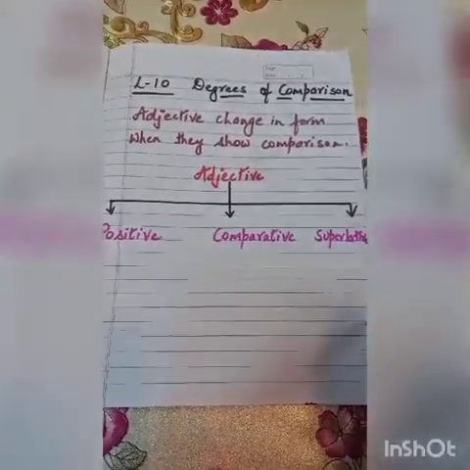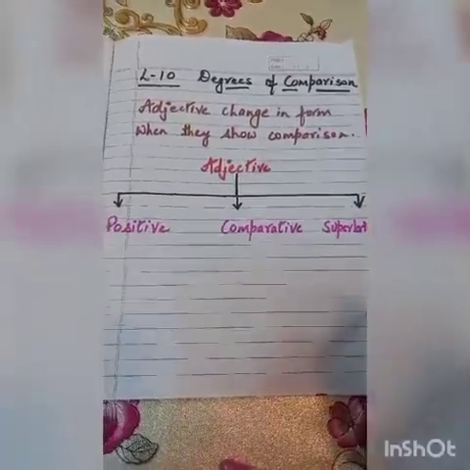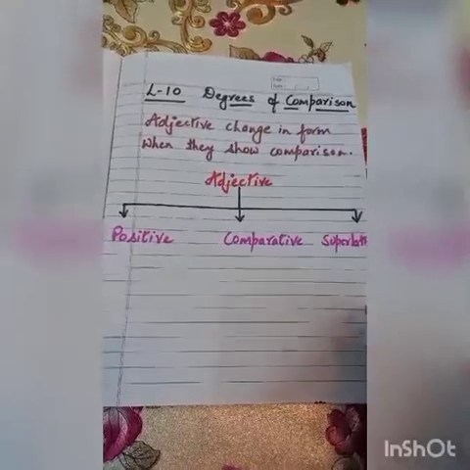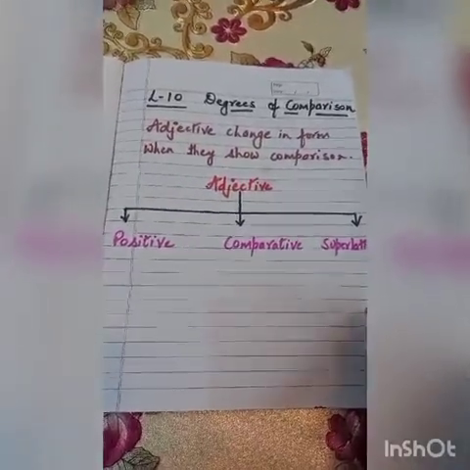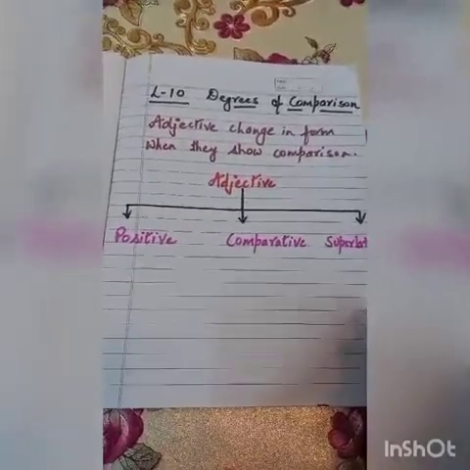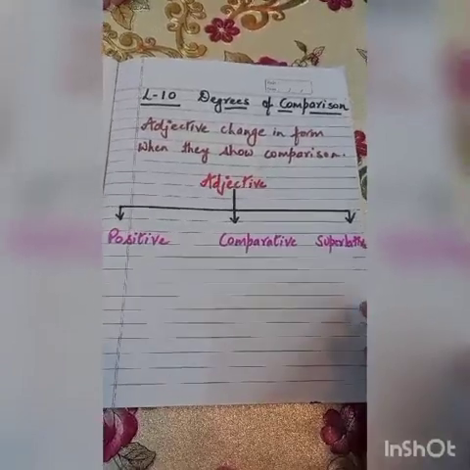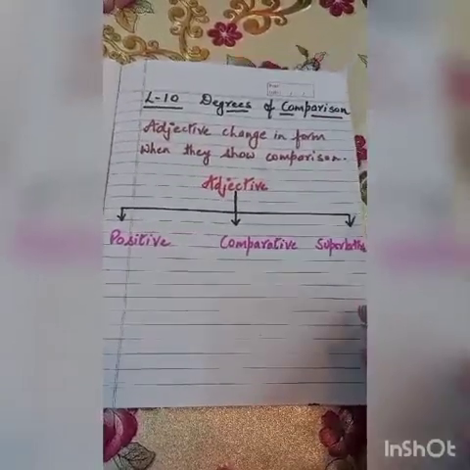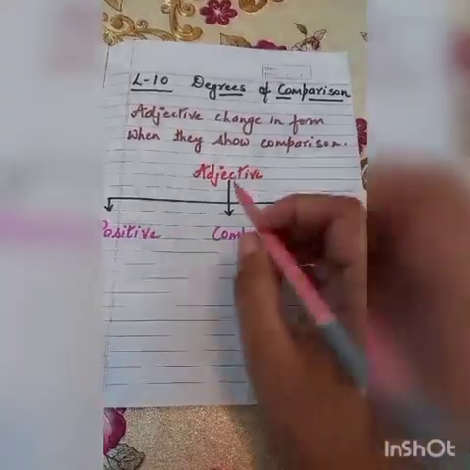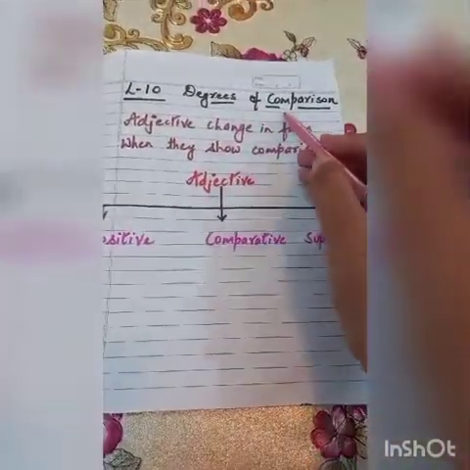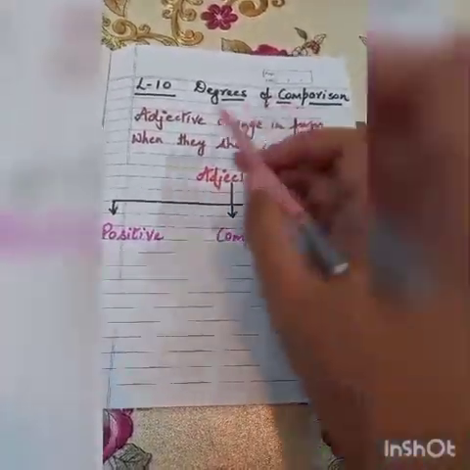First of all, tell me what are adjectives. Words that describe the quality of a person, animal, place, or thing are called adjectives. So, adjectives are describing words. And now, move on to degrees of comparison.